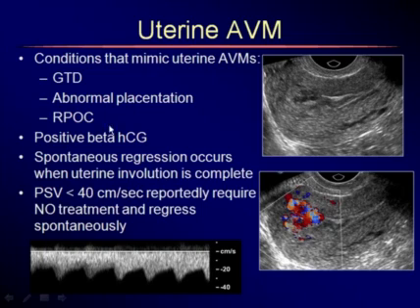Now, what about differentiating it from a retained product of conception? Now, that's difficult. There is some information in the literature that tells us that if you do a peak systolic velocity on these vessels, and if it's low, less than 40 centimeters per second, then these are reportedly not requiring any kind of therapy. These regress spontaneously. But if you get very high velocity flow, then these are the real arteriovenous malformations that may require treatment, especially if they're bleeding.